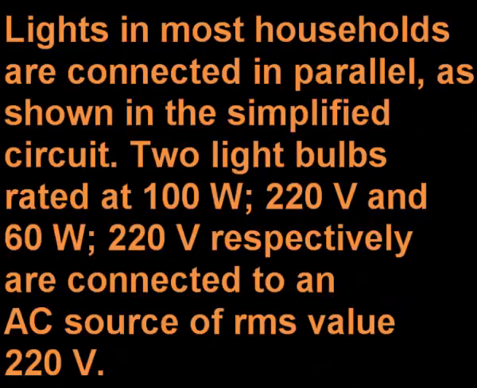Our next question starts off by telling us that lights in most of our households are connected in parallel, as shown in a simplified circuit which we'll take a look at now. Two light bulbs rated 100 watt and 220 volts, and 60 watt, also 220 volts, respectively, are connected to an AC source that has an RMS value of 220 volts. So here is our circuit.